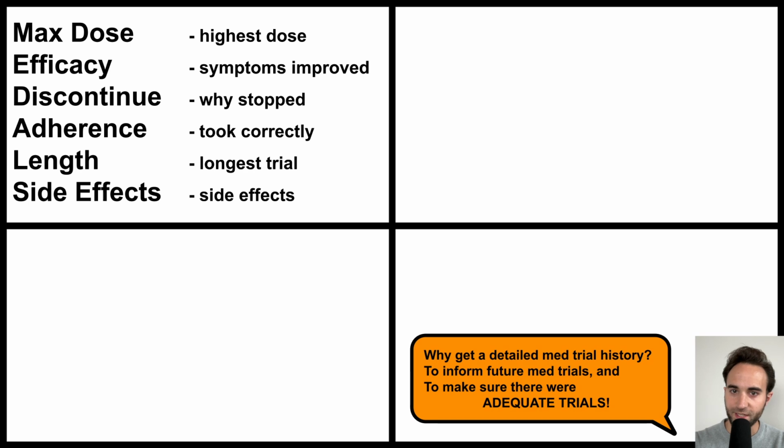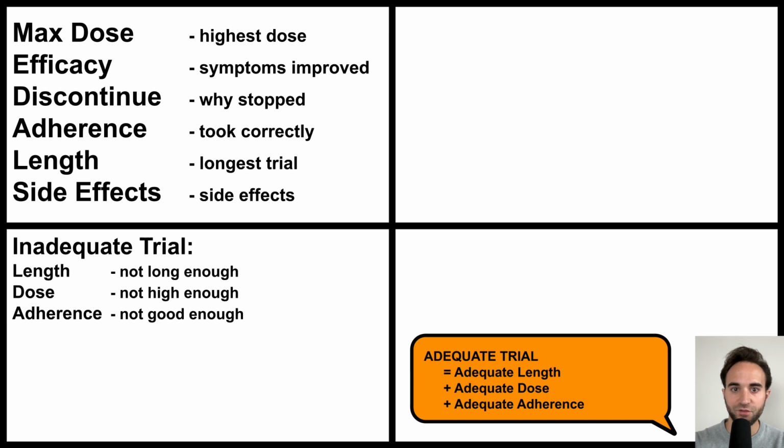Why is it important to get a detailed med trial history? Well, it's to inform future medication decisions and to make sure that prior medication trials were adequate trials. Remember that an adequate trial involves treatment with a medication for an adequate length, at an adequate dose, with adequate adherence. So, an inadequate trial would involve not treating for long enough, not using a high enough dose, or not having good enough adherence. If any of these factors are true, then it wasn't an adequate trial, and you can consider trying the medication again.